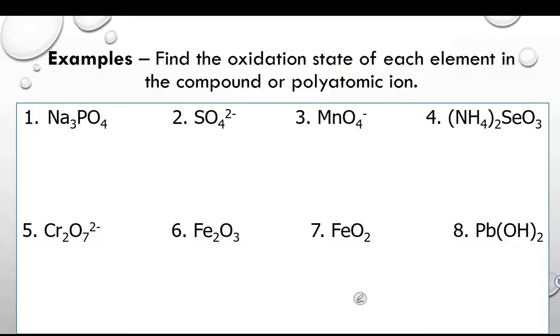Okay? So sodium is in column 1, so it's going to be a +1. I have 3 of them. Phosphorus, did it have a rule?